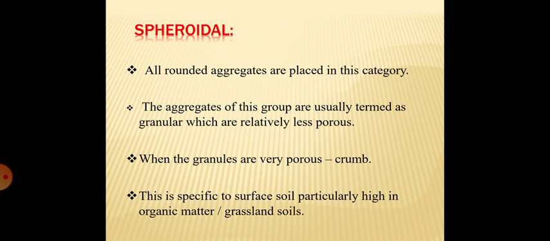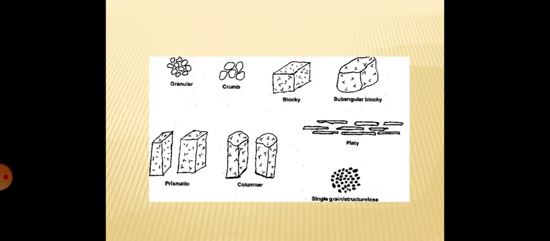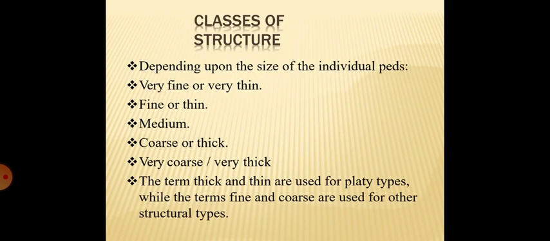Now we'll discuss the spheroidal. All rounded aggregates are placed in this category. The aggregates of this group are usually termed as granular, which are relatively less porous. When the granules are very porous, that is crumb. This is specific to surface soil, particularly high in organic matter or grassland soils. Different types of structures are shown in the figure.